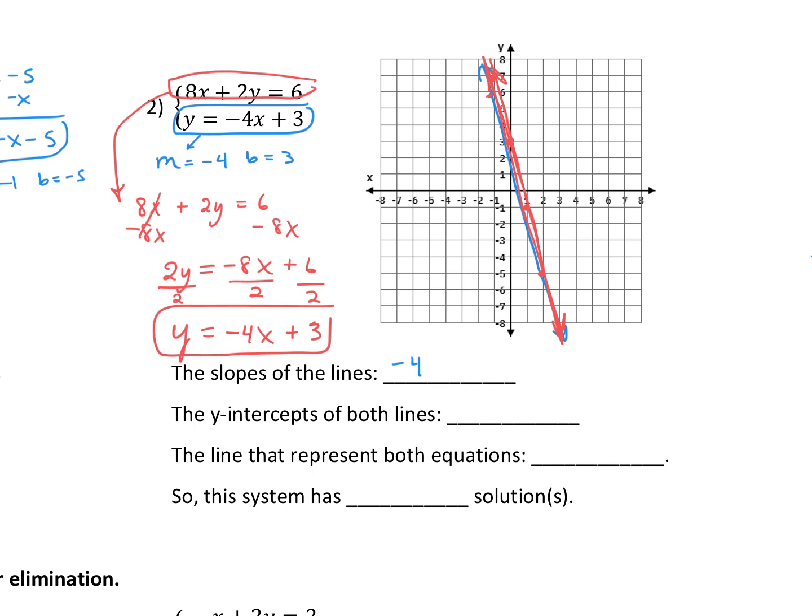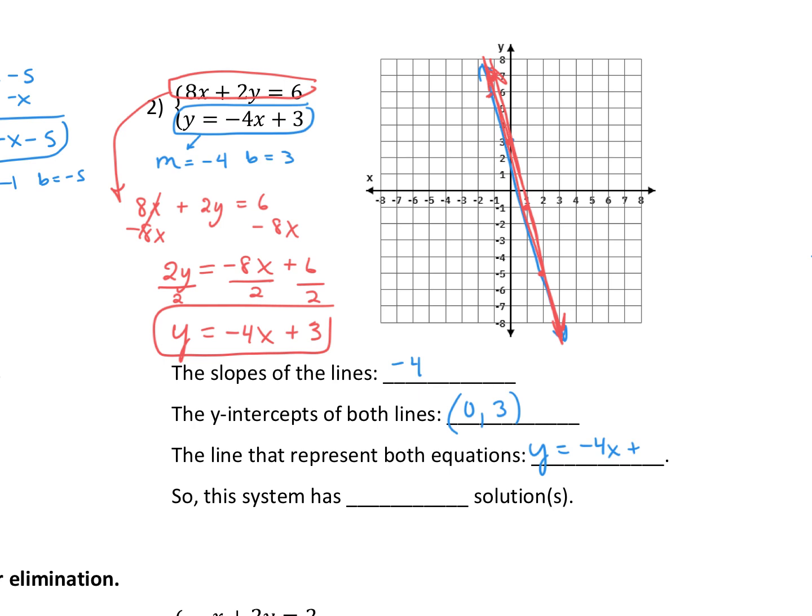The y-intercepts of both of these are at (0, 3). So they have the same slope and the same y-intercepts. That means that they are the same line. So the line that represents both equations is y equals -4x plus 3. So when you have two lines that have the same slope and same y-intercept, they share every single point, and a shared point or intersection is a solution to the system.